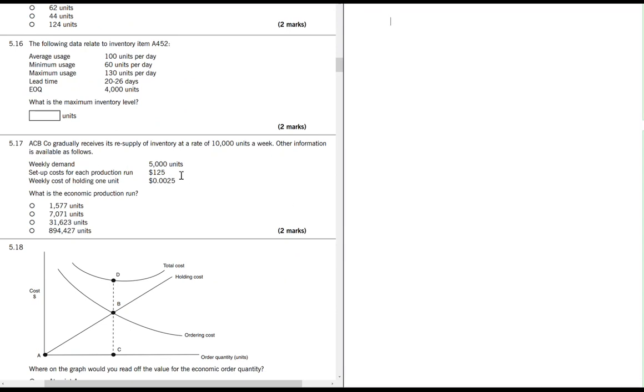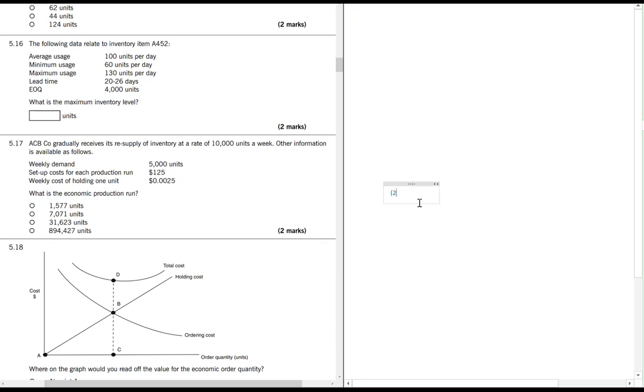ABC Co. gradually uses its resupply of inventory at a rate of 10,000 units a week. Other information is available as follows. Weekly demand 5,000, setup cost of each production run 125, weekly cost of holding 1 unit 0.001. What is the economic production run?